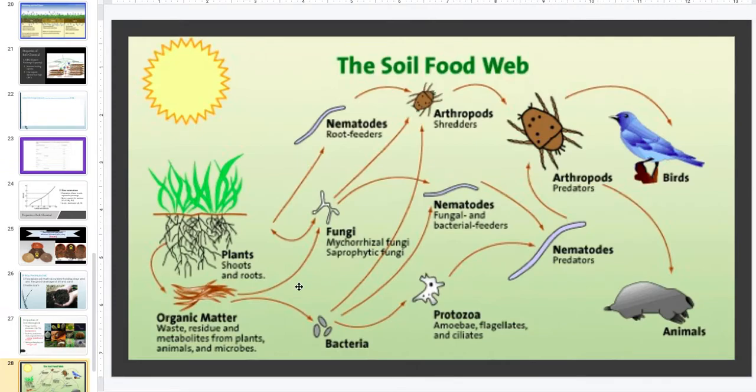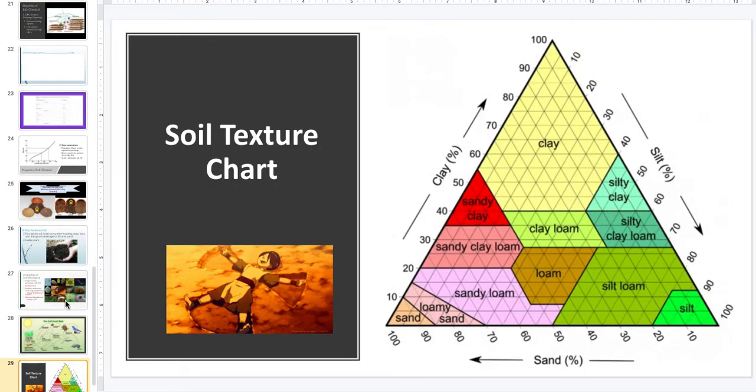Then we have a soil food web. It functions the exact same way as a regular food web, but it's specific to a soil-based ecosystem, but it follows the same patterns. You have your sun, your producers, your primary consumers, your secondary consumers, your tertiary consumers, etc. Also, we have nematodes, the most common organism on Earth. Soil texture charts. We have a separate video about how to read these, so make sure you check that out. This is a concept that I could almost guarantee College Board will ask you about.